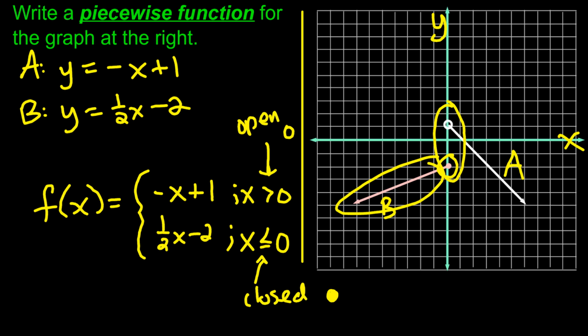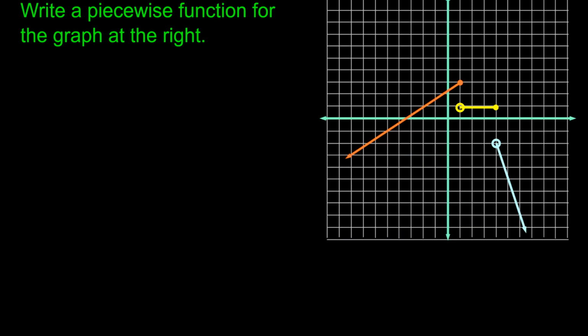Okay. So let's do one that's a little bit more tricky than that. I've got a piecewise function here with 3 different parts to it. So let's do this. We'll call this one A. We'll call the yellow B. And we'll call the light blue C. And let's write each of these equations.